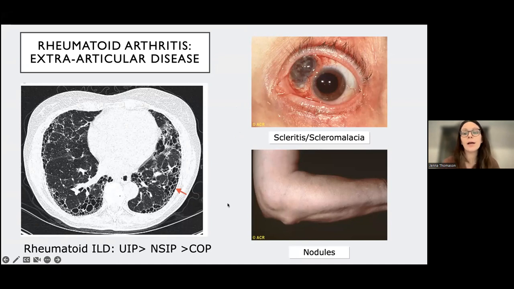And then there are some other extra-articular manifestations of rheumatoid arthritis, which we sometimes see, including scleritis, and also nodules, which can look very similar to tophi that you might see in patients with gout, and in some situations have been confused with tophi. But you can see nodular disease. These patients often have a very high rheumatoid factor.